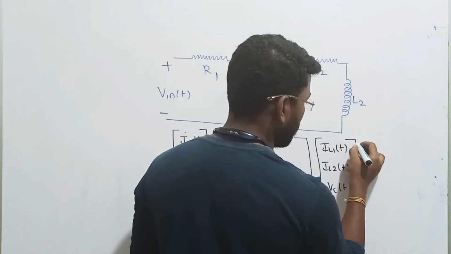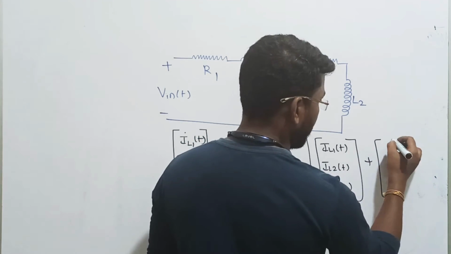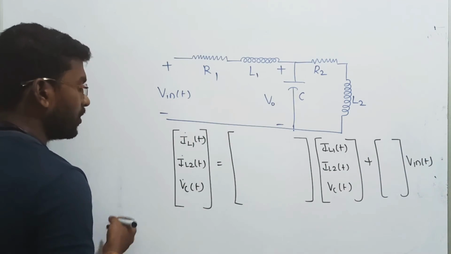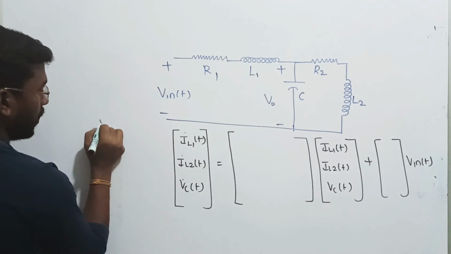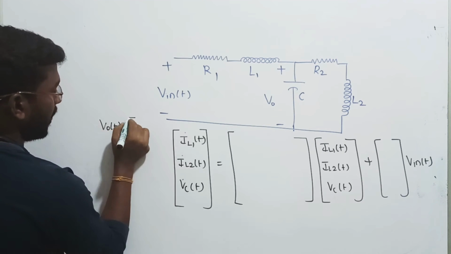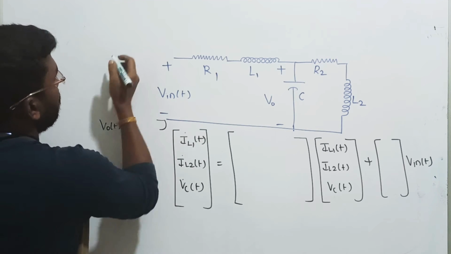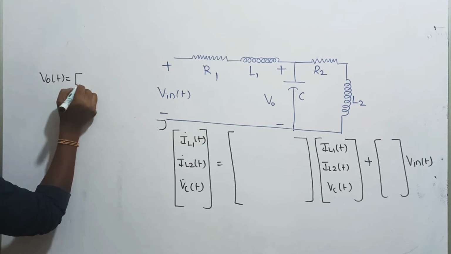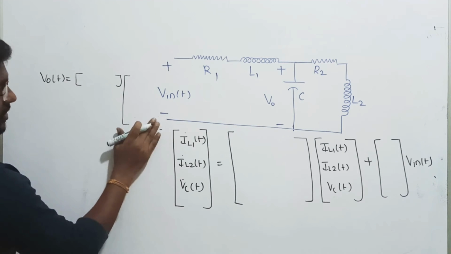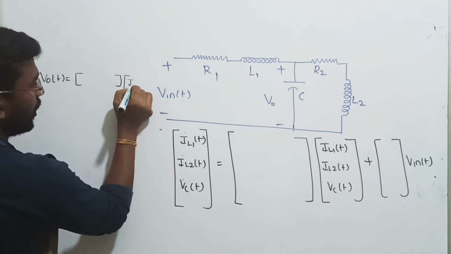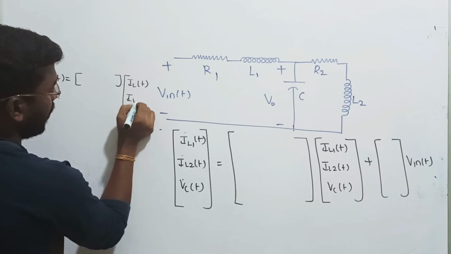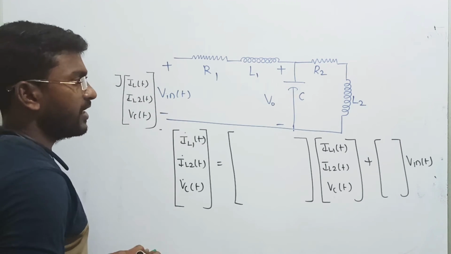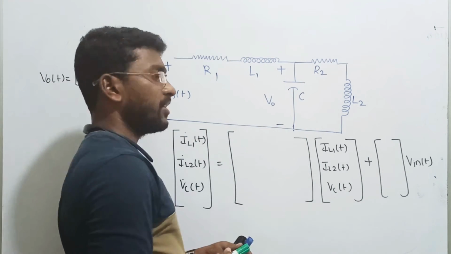Now what about your input? That is matrix B, with the input V in of t. Similarly, how do you write the output equation? The output VC of t, or V0 of t, is going to be our output, with matrix C. I don't know the variables yet, let me write somewhere here. Matrix C into the state variables IL1 of t, IL2 of t, VC of t. We have to measure. But the output is a direct value. See, the output voltage and the capacitor voltage are both equal now.